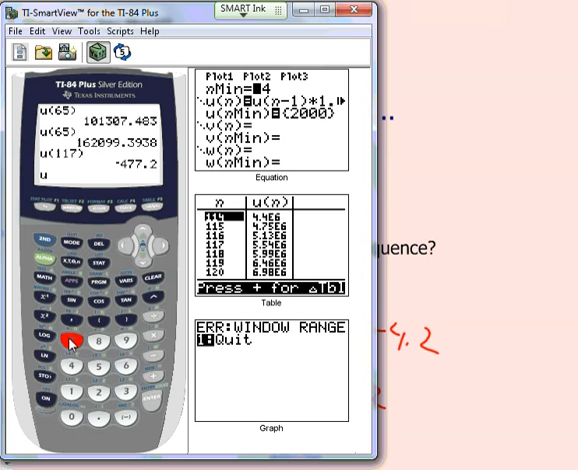U is right above the 7, parentheses, 114. Enter. And it'll be way quicker. Boom, there it is. Your $2,000 has grown to $4 million. Think about that for a second.